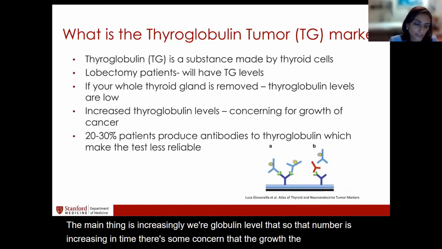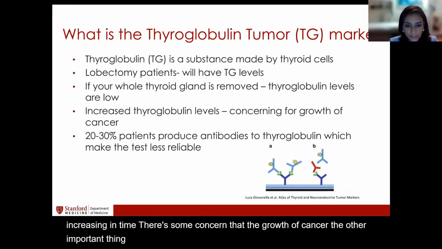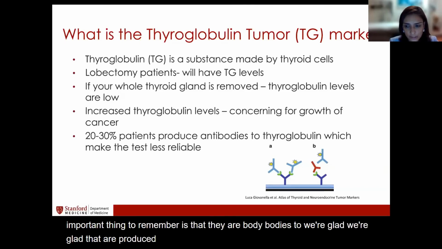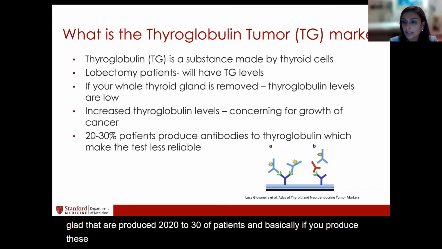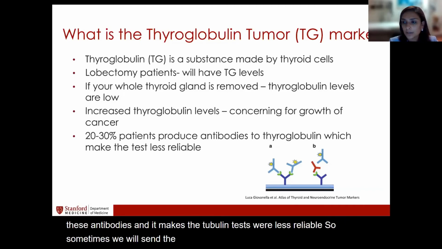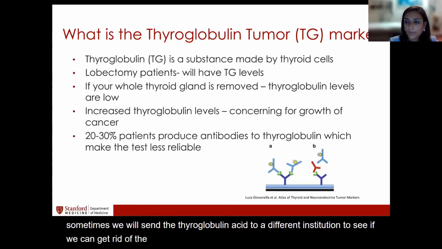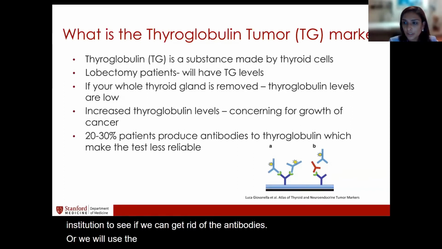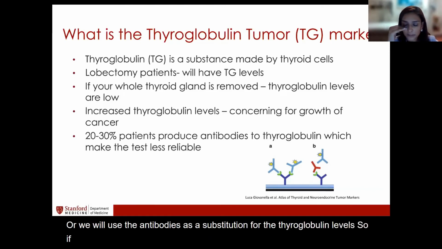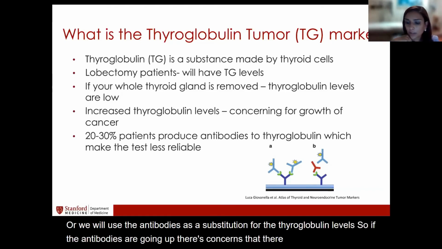The other important thing to remember is that antibodies to thyroglobulin are produced in about 20 to 30% of patients. Basically, if you produce these antibodies, it makes the thyroglobulin test less reliable. So sometimes we will send the thyroglobulin assay to a different institution to see if we can get rid of the antibodies, or we will use the antibodies as a substitution for the thyroglobulin level. So if the antibodies are going up, there's concern that there might be a cancer recurrence.